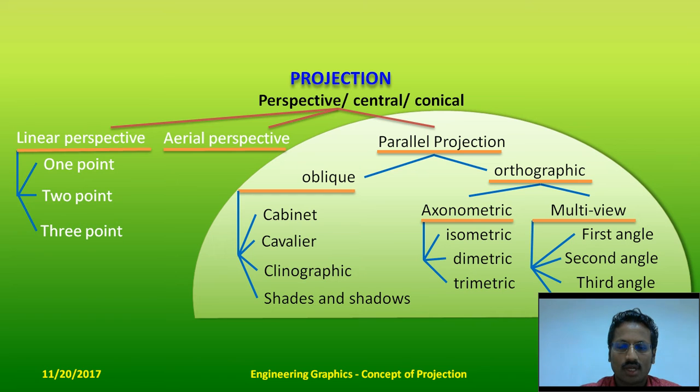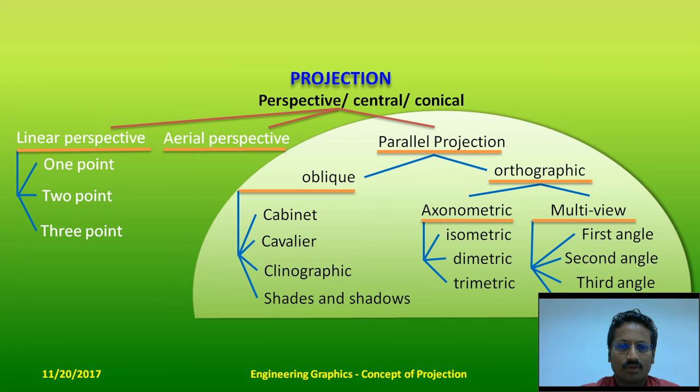We'll see this multi-view projection. Multi-view projection is going to be widely used in industries, production drawings, and various places where the exact dimension has to be replicated in a shop floor. Whereas the oblique projections are at times used to save time. And the perspective projection is going to be a realistic projection.